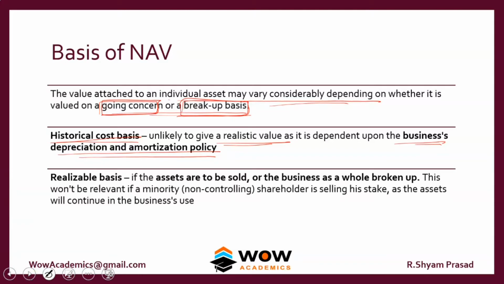We'll move on to the next method, called the realizable basis. In this method, the assumption is that the assets are going to be sold, or the business as a whole is going to be broken up and each asset sold on an individual basis. But this is not such a good method to value a minority or a controlling shareholder's stake, because he cannot sell the assets on an individual basis on his own.